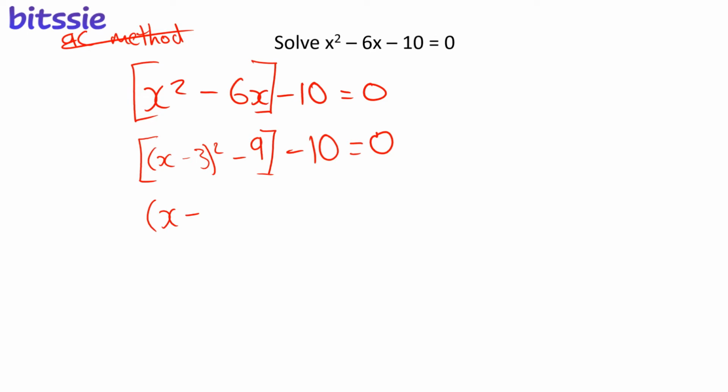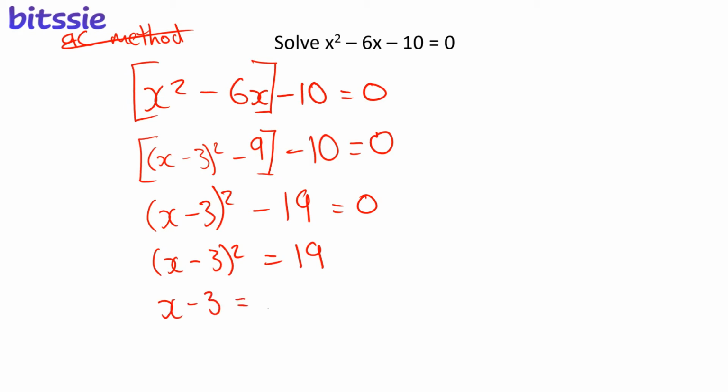So if we remove the square brackets, we get (x - 3)² - 19 = 0. Then, in order to solve this, we need to try and isolate our x, giving us (x - 3)² = 19. If we add 19 to both sides, then if we square root both sides, we get x - 3 is equal to the square root of 19.